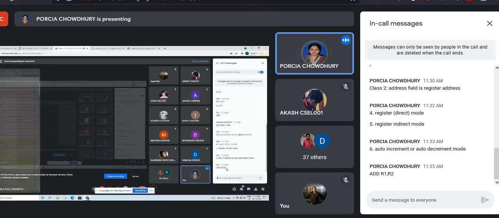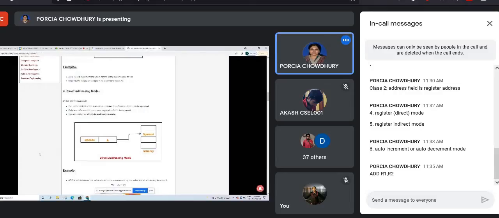The next one is register indirect mode. Okay, so in case of register indirect mode, obviously you can understand that you don't have direct access to the operand. Okay, the access to the operand will be indirect. That's why it's called register indirect addressing mode. Let me give you one example for this.